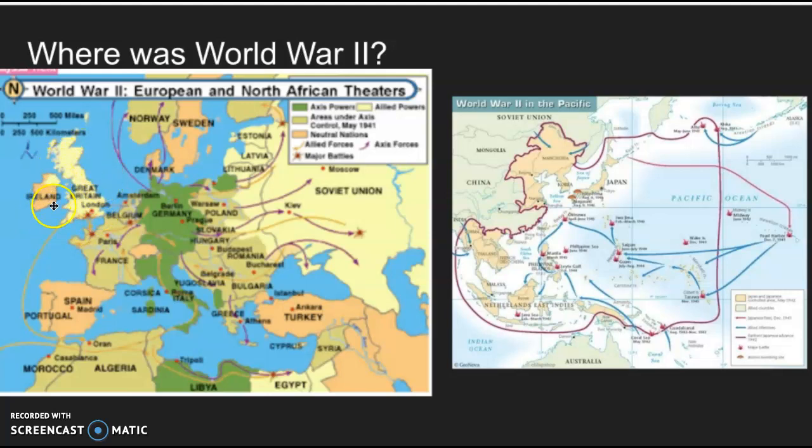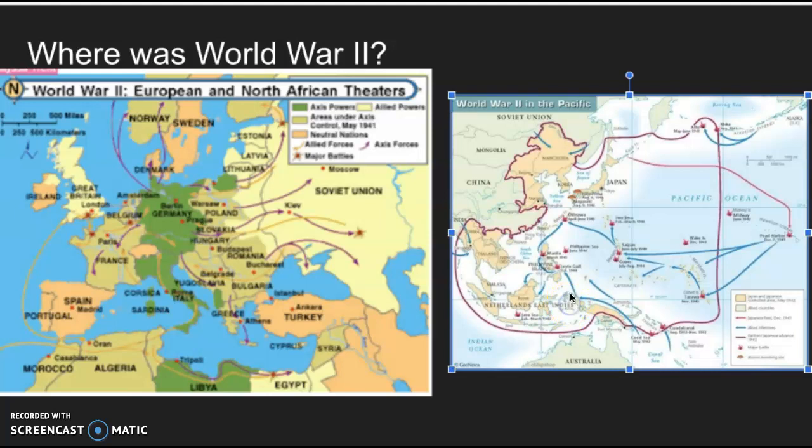Great Britain was one of our allies. One of the countries that was in the Axis powers, though, that was fighting against us was Italy. So it was Germany, Italy, and Japan, where it was the United States, Great Britain, or the UK, and the Soviet Union were the Allied powers. Northern Africa, which means the upper part of Africa, was also involved in the war some, especially with Italy.